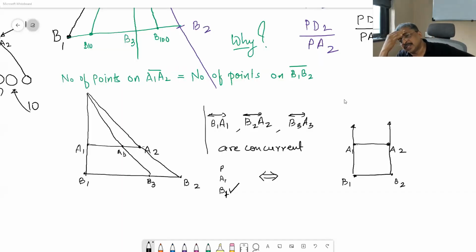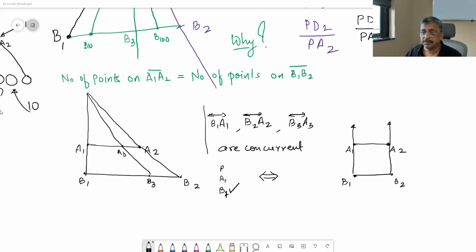So in this case, the opinion of the class is that we won't get point P because they are exactly the same, and it's a parallelogram, or in this case it is a rectangle, or it looks like a square, and there is no way that B1A1 and B2A2 will intersect.